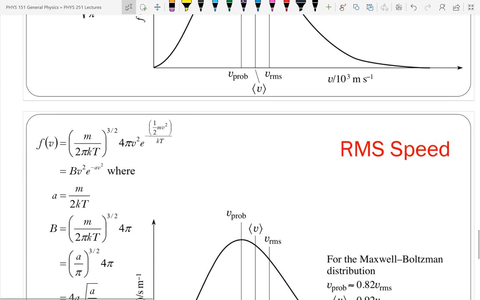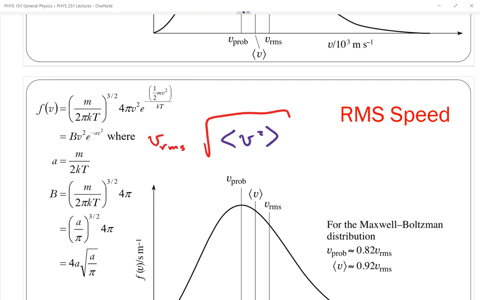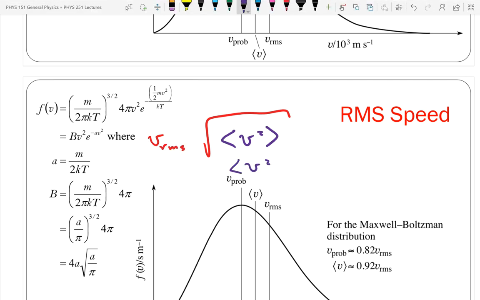The next one, the RMS speed. What does RMS mean? Root mean squared. So the first thing we have to do is find the mean of the squared speed, and then we're going to square root it. So we start with, what should I have for my integral?